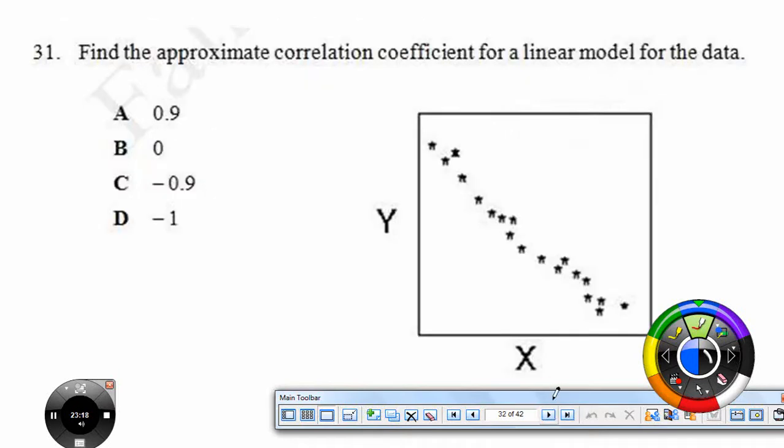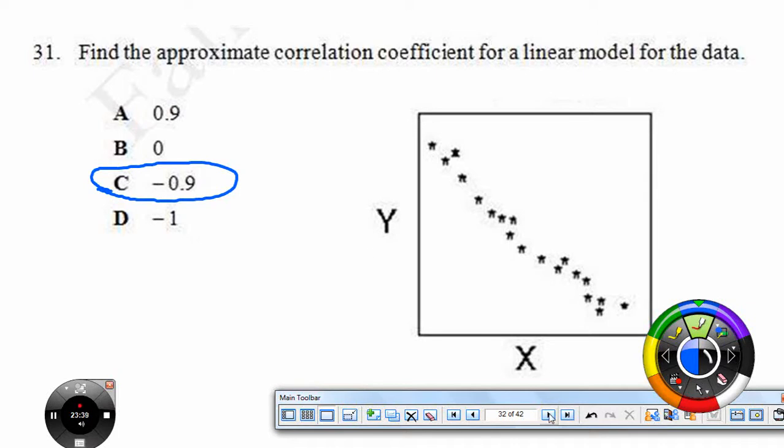Correlation coefficient has a negative slope here, so it's going to be a negative number. It is really close to negative 1. It's almost a perfect line. It's not a perfect line. If it was, it would be negative 1. But since it's pretty close, negative 0.9 is the best choice.